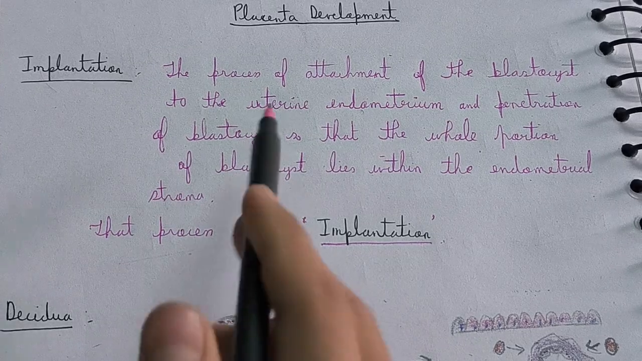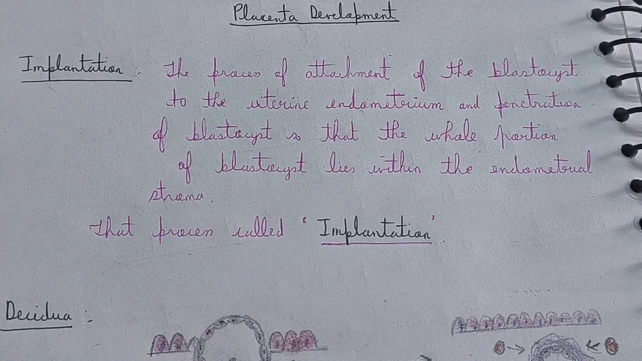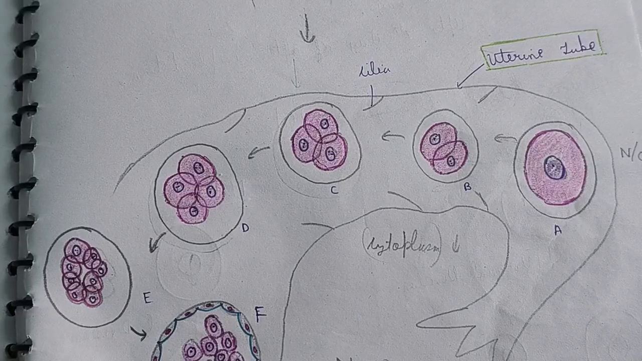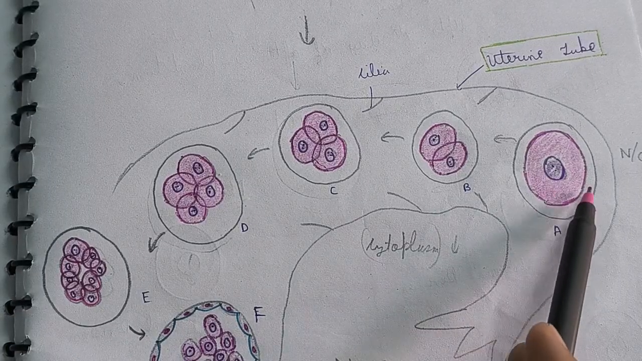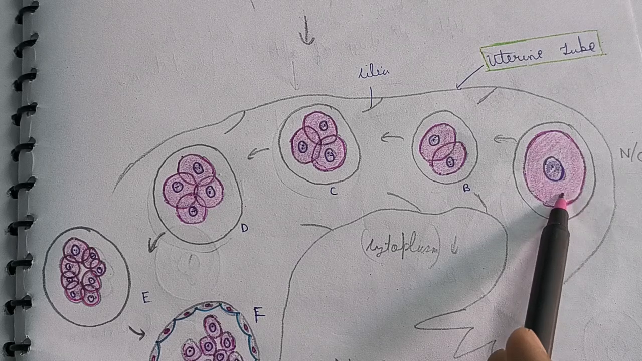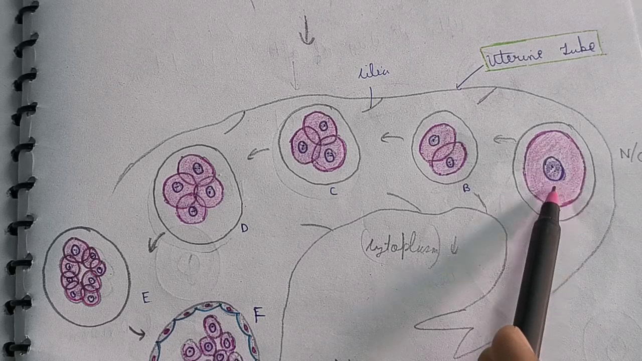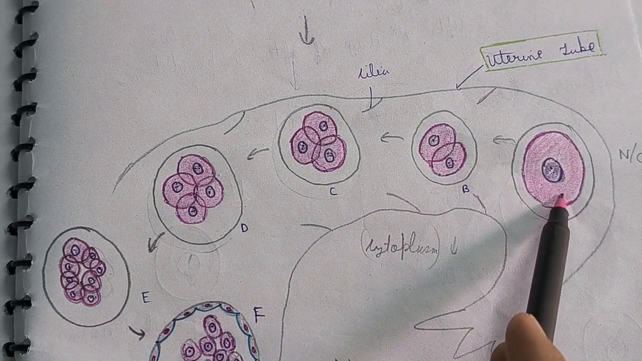Today's video is about development of placenta. But before placenta, you should know about implantation, decidua, all these things. So see that. This is the ampulla of the fallopian tube, and you know that in this ampulla of fallopian tube, fertilization of this egg is done.